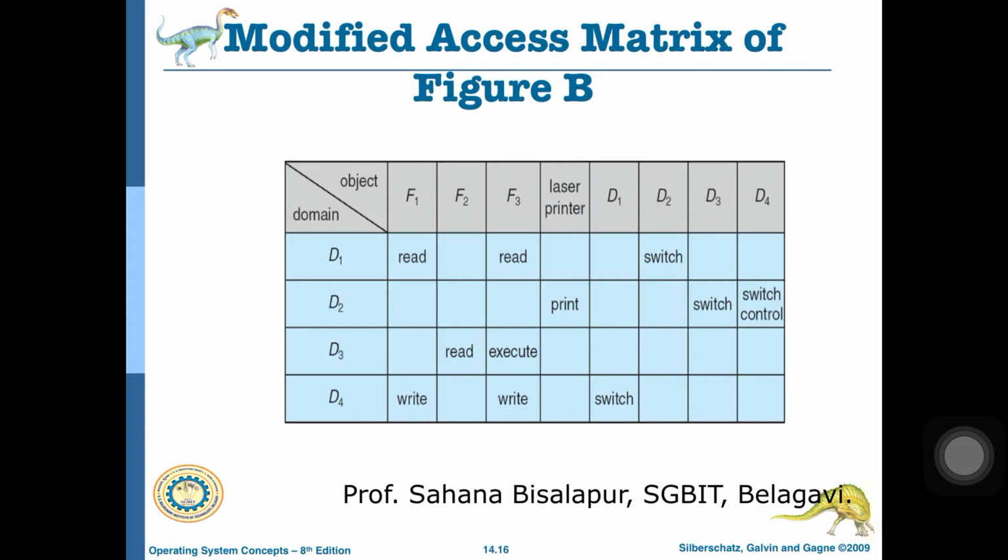We had considered the switch example in the previous slides. In the same way, here you can also have the control operation. So domain D2 can have control over domain D4, and it can modify any kind of operations in that particular row. This is called control rights.